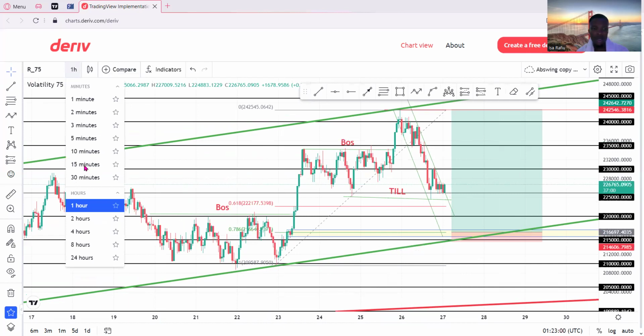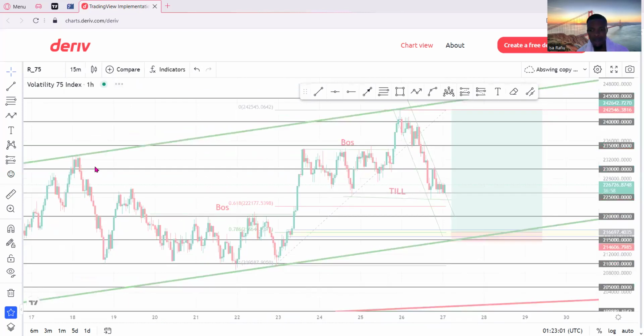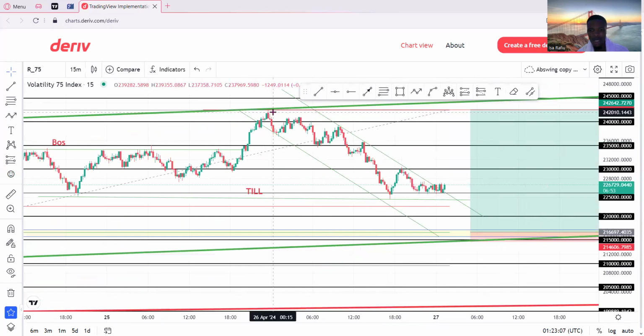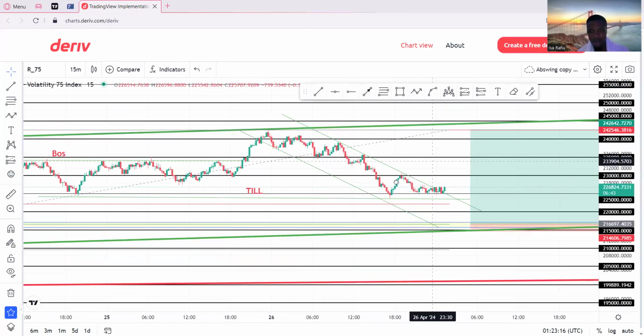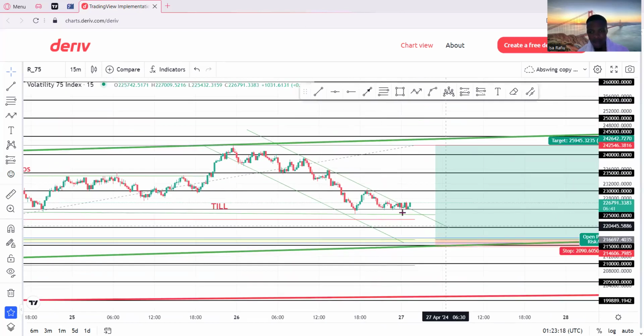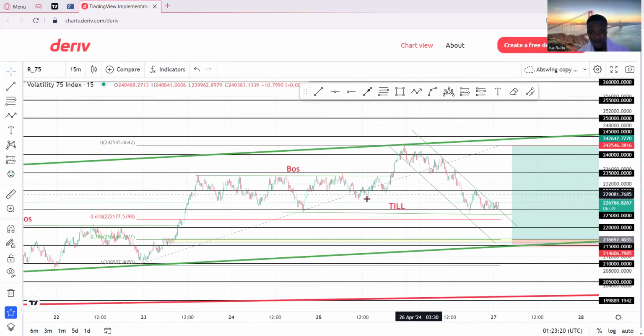Now let's go to the 15 minutes time frame and observe what is going on. You can see we are in channel form, down to downtrend. So once we have something like this, we should always focus on what? Selling for now.